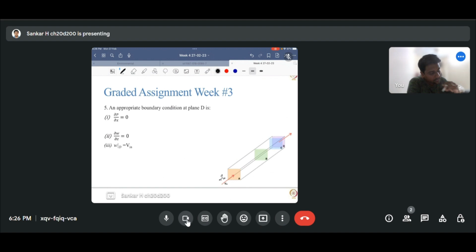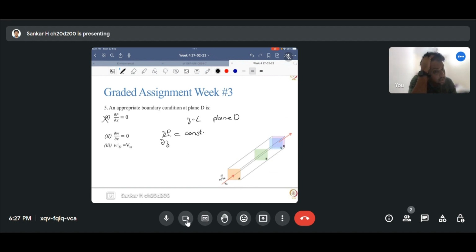Now, moving on to the fifth question, we have to take a look at plane D, where a fully developed flow has already been reached, and that is at a distance of z equal to L. We are looking at plane D, and at that point, for a fully developed flow, we know that the pressure gradient in the direction of flow should be equal to a constant, and there is no other constraint about the pressure variation in the x direction or y direction. Therefore, the pressure gradient does exist in the x direction.